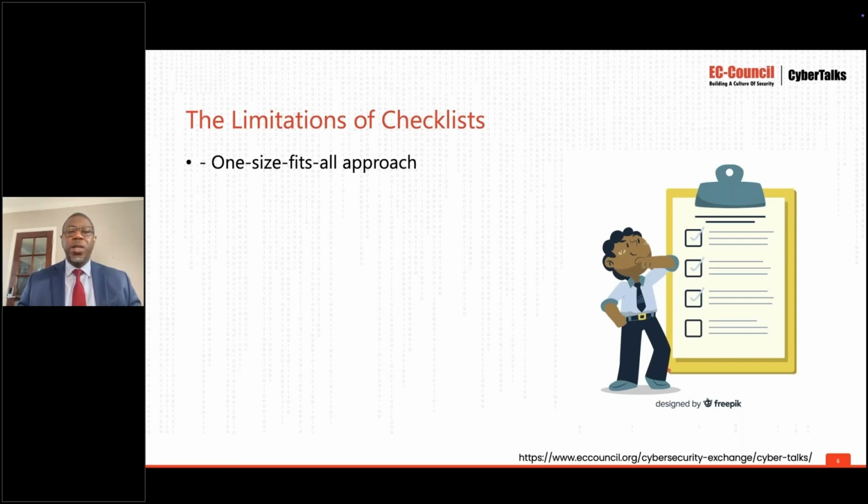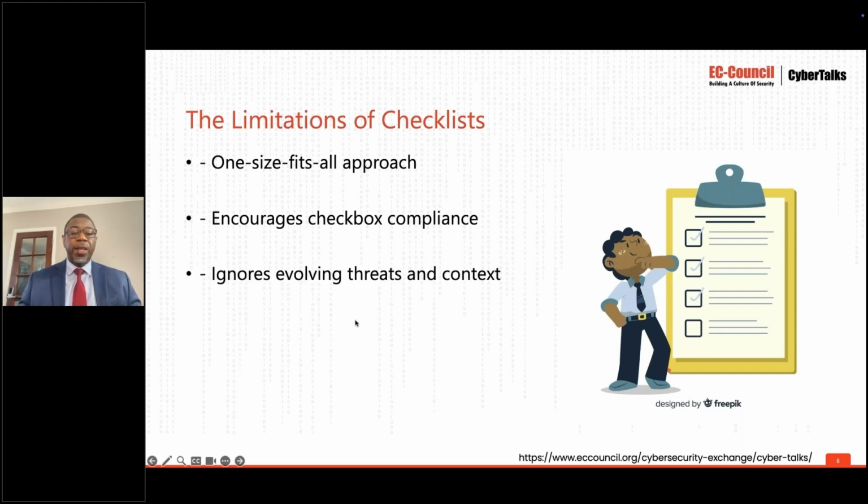One size does not fit all. Each organization is different, and because of the different challenges and the different threats to that organization, we cannot use the one-fit-all approach. It encourages checkbox compliance. The limitation of checkbox compliance is that you have to consistently keep up with the compliance that is happening, or things change, and you will have to run back to the checklist to make adjustments to that list. But when you put in an automated process, as things change, the automation will also adapt to those changes as well. It ignores evolving threats.